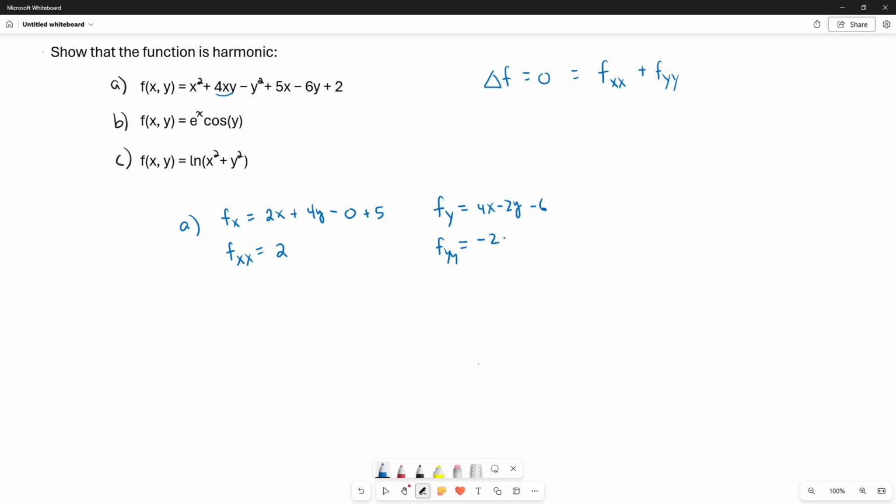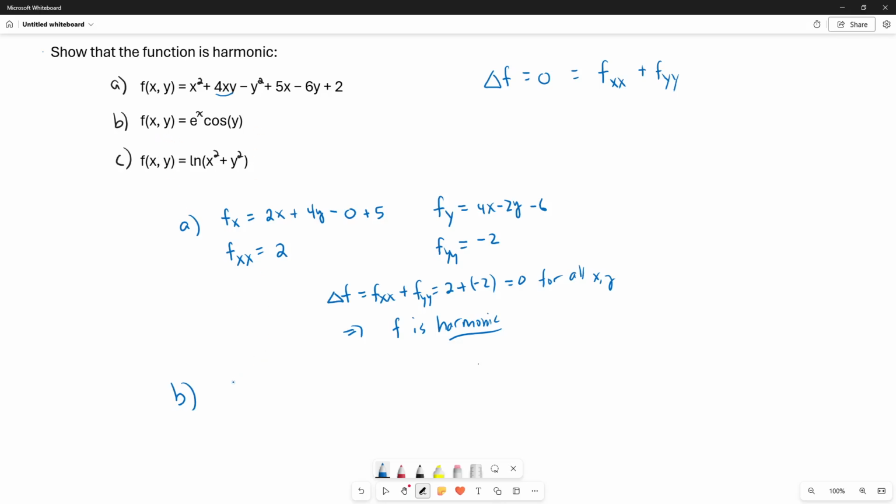So negative 2. And we see then that the Laplacian of f, which again is f sub xx plus f sub yy, is 2 plus negative 2, and that's 0 for all xy, and that means that f is a harmonic function. Okay, b.